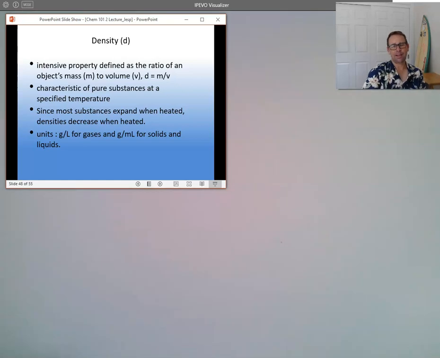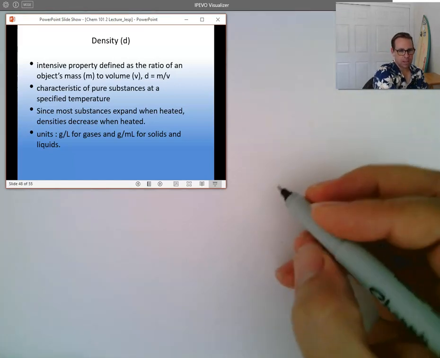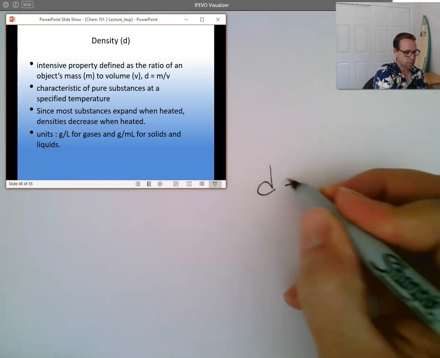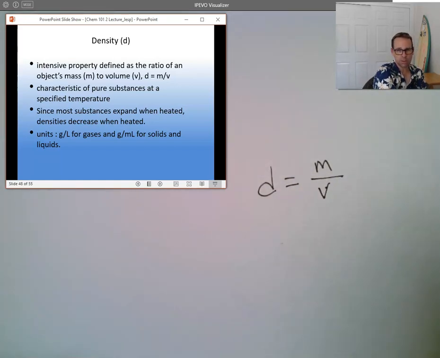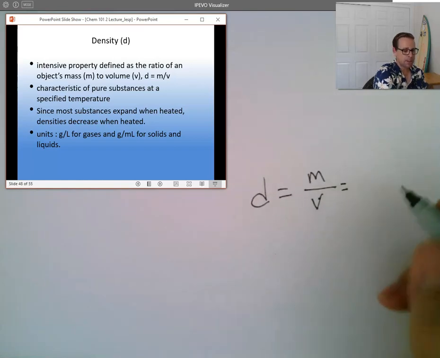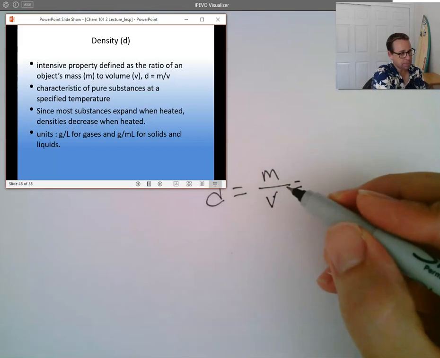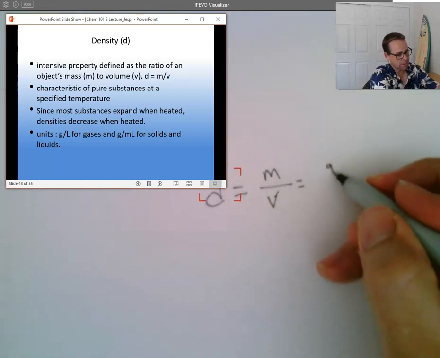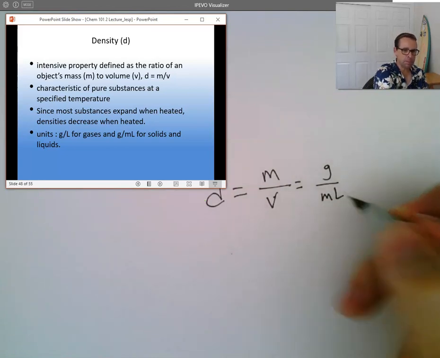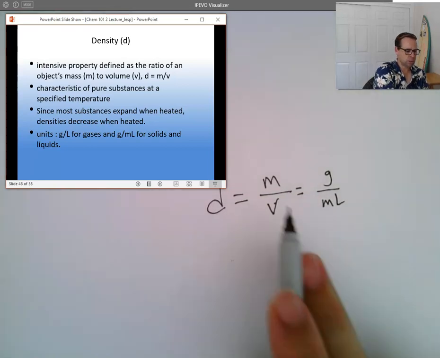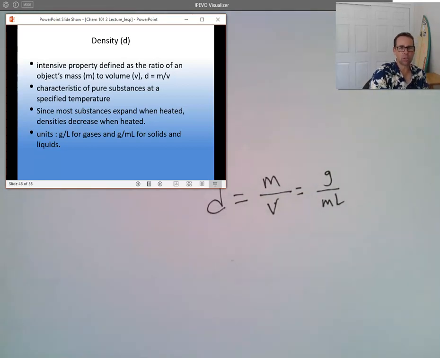Now, density is taking into account the mass and the volume of material by dividing the mass by the volume. So the density equals the mass of the material divided by the volume of the material. And typically, for now, the units that we use for mass when we're thinking about density are grams, and the units that we use when we're thinking about volume are milliliters. Grams are units of mass, and milliliters are units of volume.